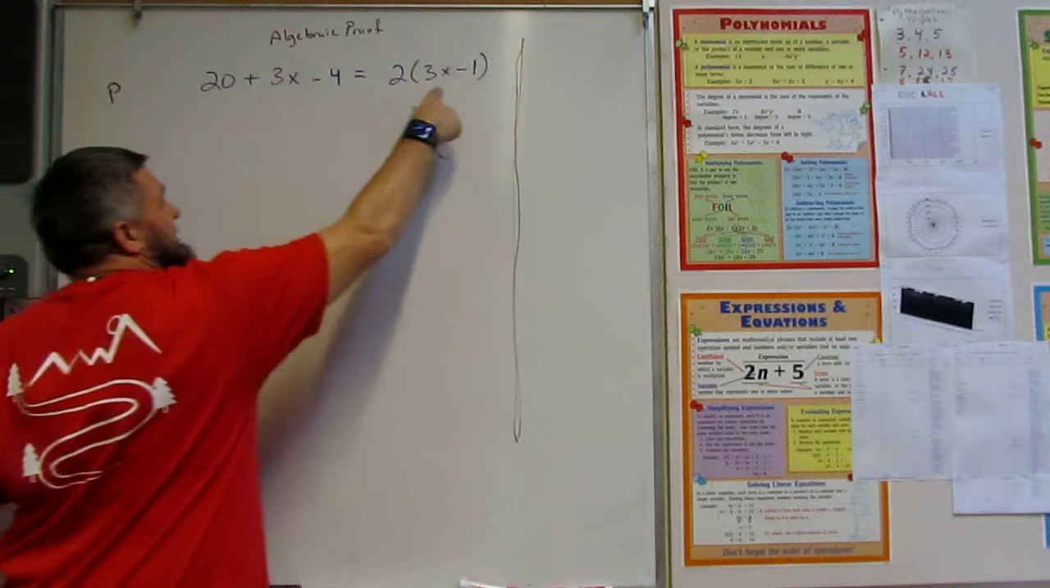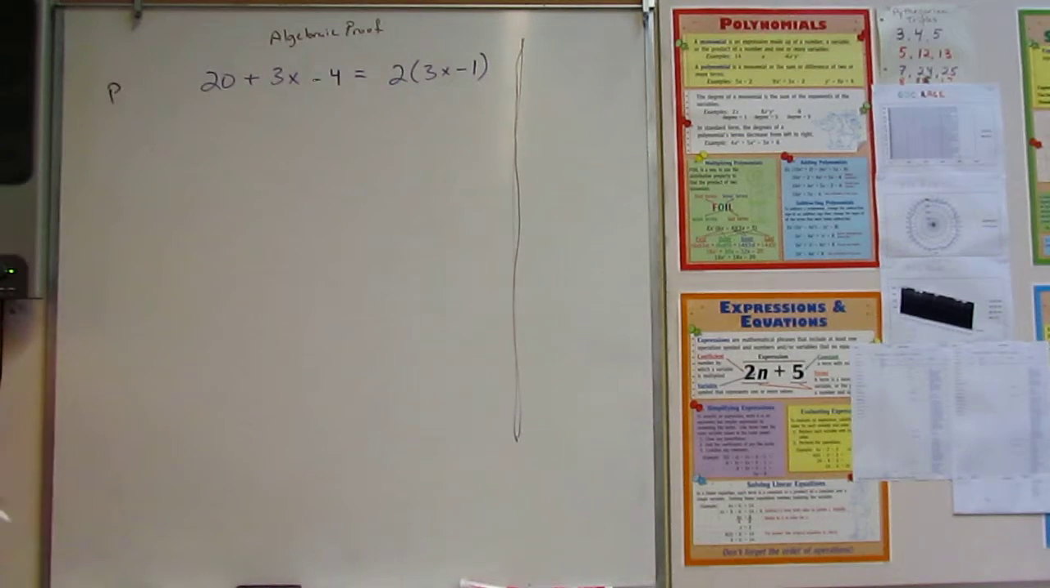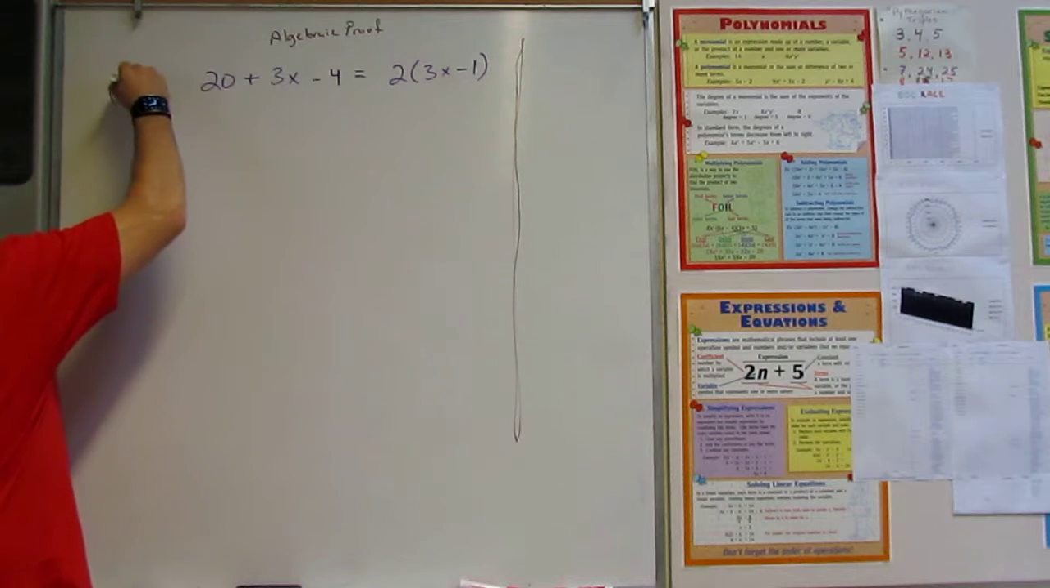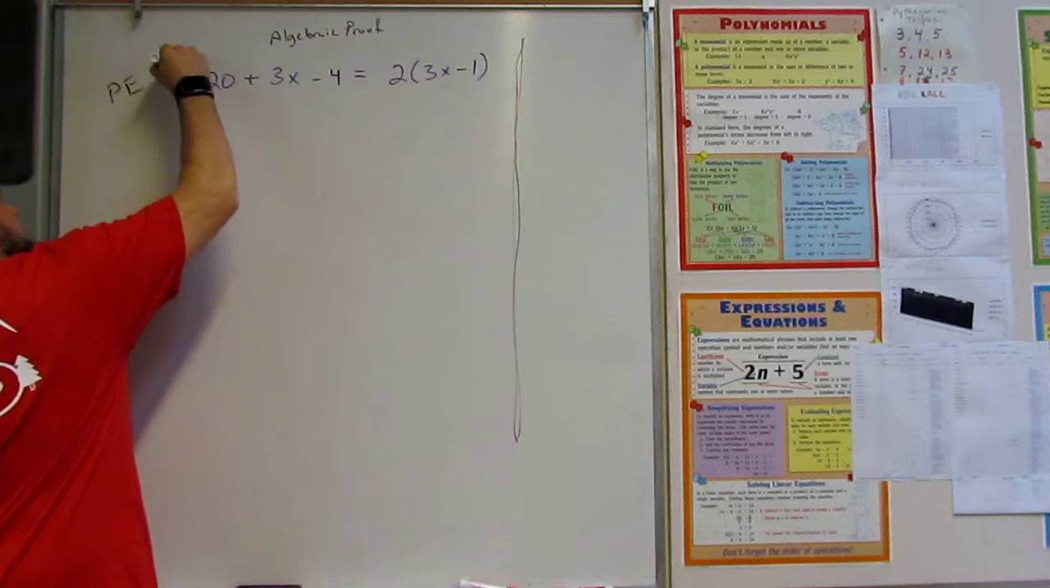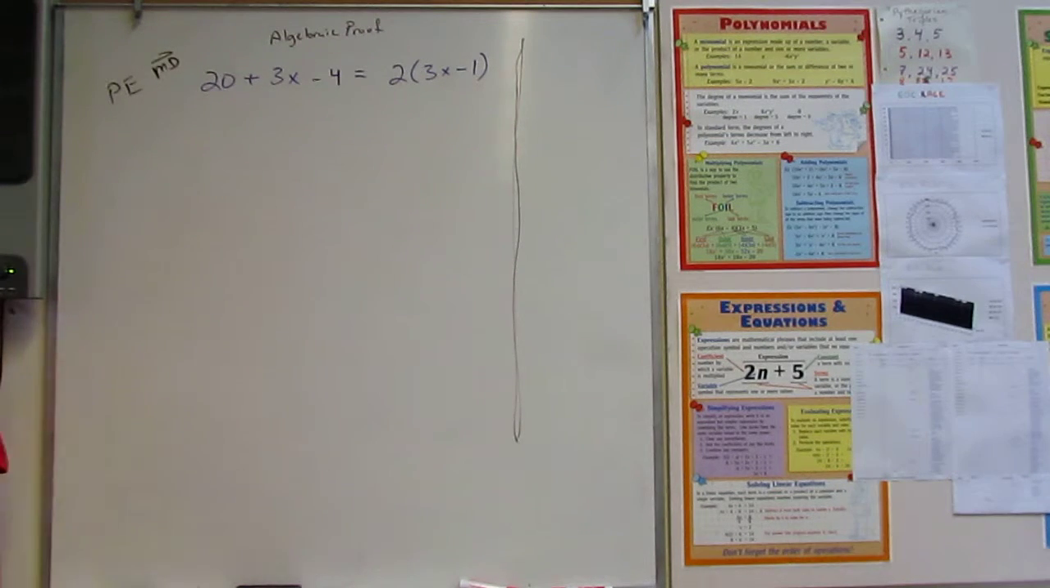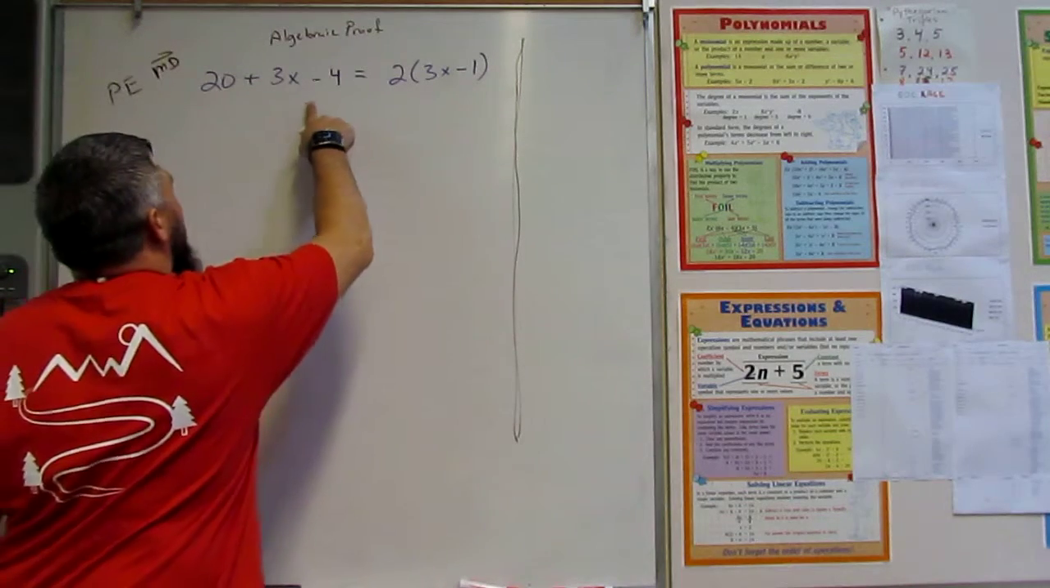Parentheses. Okay, take a look at that. They're done. 3x and minus 1, I can't do anything with that, right? Then I would go exponents. Well, there are none. So then I would move to multiplication division from left to right. Okay? Well, that's done, that's done.